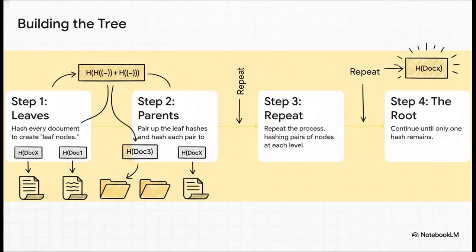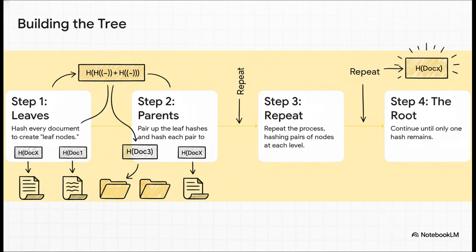Okay, so here's the construction process. It's pretty straightforward. Step 1, we take every single one of our documents and we hash it. These initial hashes become the leaves of our tree, the bottom layer. Step 2, we start pairing them up. We take the first 2 leaf hashes, combine them, and then hash that combination to create a new parent node above them. We do this all the way down the line for all the pairs.